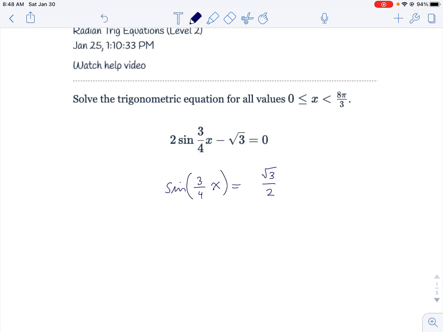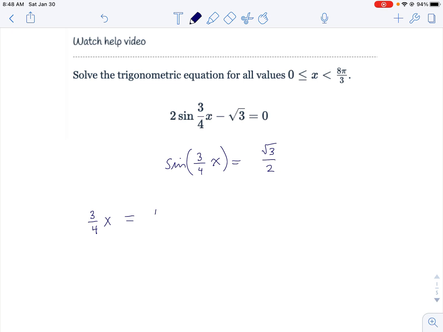So what I really have is sine of an angle is root 3 over 2. Of course, that angle is 3/4 x. So what does that mean? Well, where does sine equal root 3 over 2? It happens at pi over 3, which of course is 60 degrees. And it happens at 2 pi over 3, which happens to be 120 degrees.